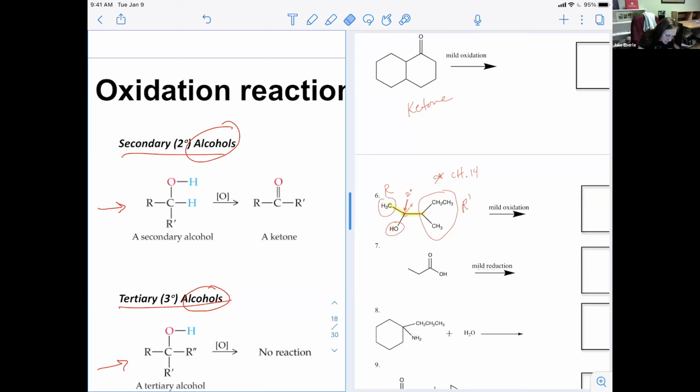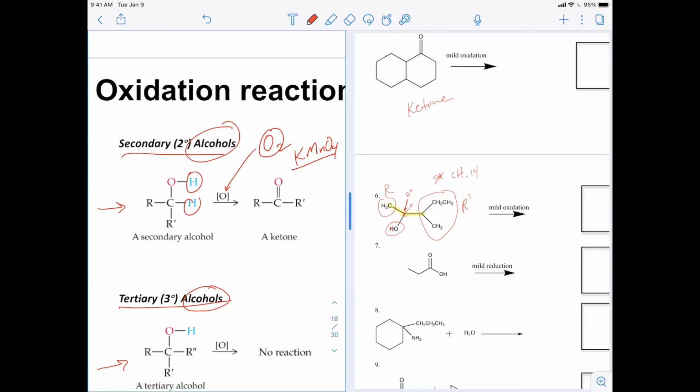So we don't know exactly what this is. O2 is a very common oxidizing agent. KMnO4, potassium permanganate, is a very common oxidizing agent. That is what's going to be reduced. So those hydrogens will be picked up by whatever oxidizing agent we have, but you don't have to write that product.